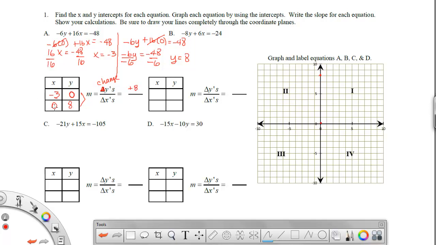And then if I look here, I'm going from 0 to a negative 3. So from 0 on the x to a negative 3 on the x, that's in the negative direction, right? Or no, that's in the positive, sorry. So at negative 3 to 0, that's the way I want to go. So negative 3 to 0, that's a positive 3. So that means my slope is 8 over 3.